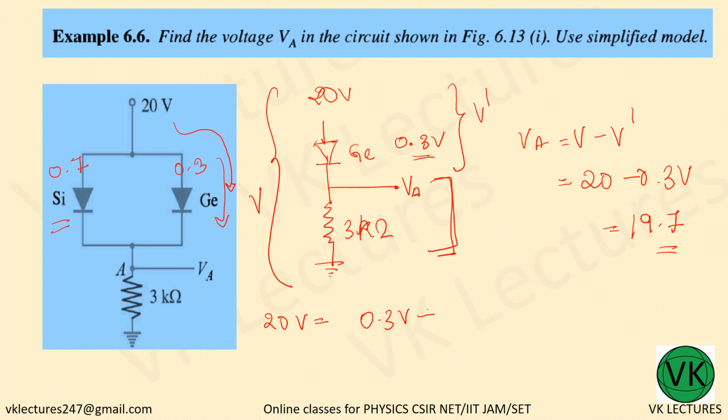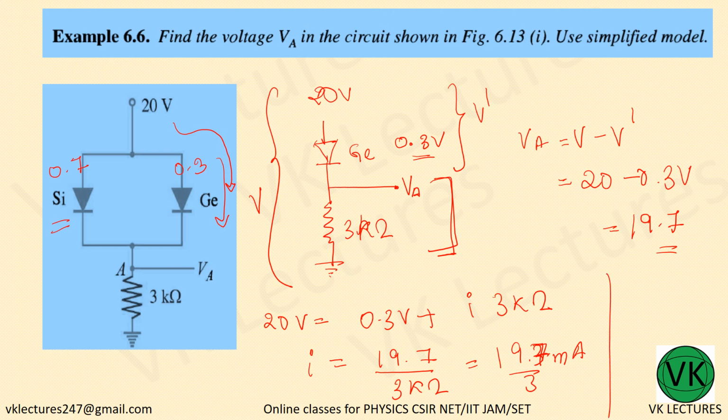Now if you want to find out through our usual method, finding I: 20 volt is equal to 0.3 volt plus I into 3 kilo ohm. Alright, I into 3 kilo. Now what is I? That is equal to 19.7 divided by 3 kilo ohm, or that is nothing but 19.7 divided by 3 milliampere.